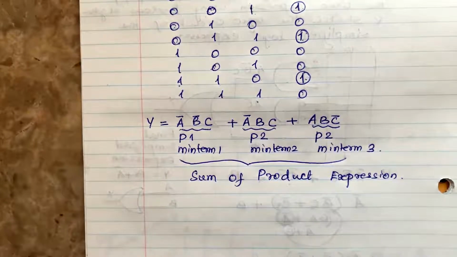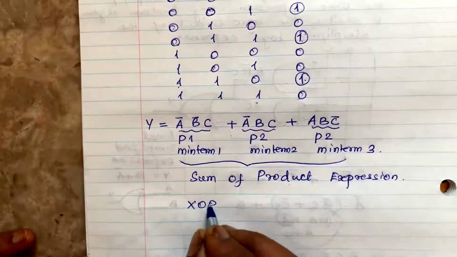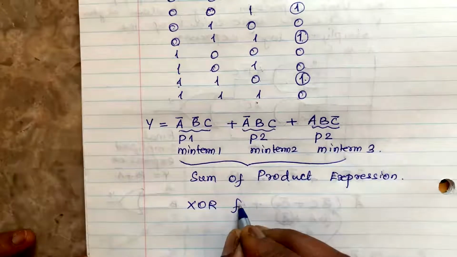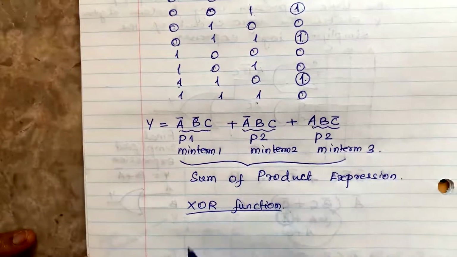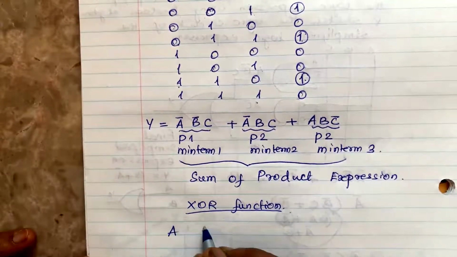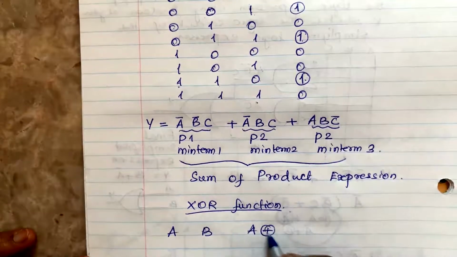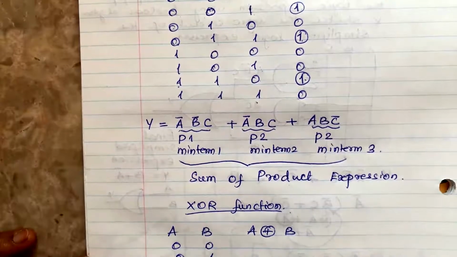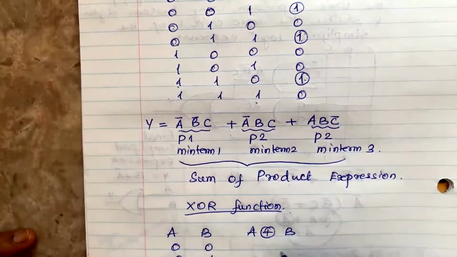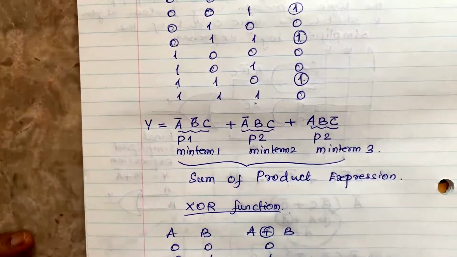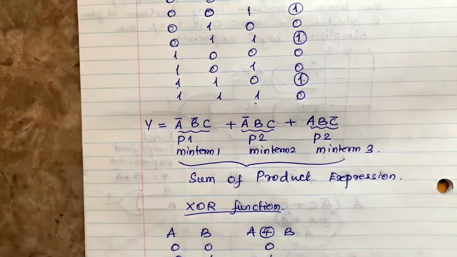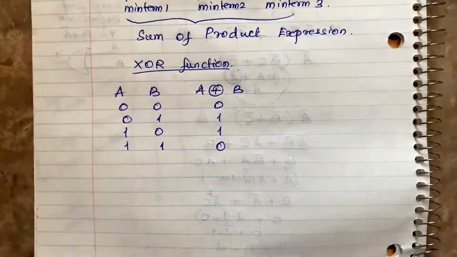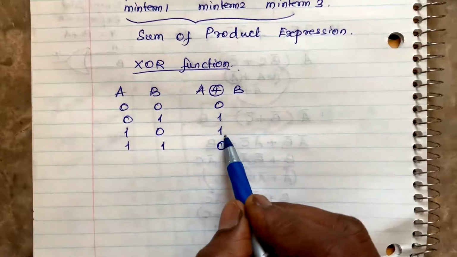Now you see, you have an XOR function. Let us get the min terms of the XOR function. Here you have A, B, A XOR B: 0 0 0, 0 1 1, 1 0 1, 1 1 0. So A XOR B is 0 as long as the inputs are the same, 1 otherwise. Whenever there is a difference in input, the output is going to be a 1 in XOR.